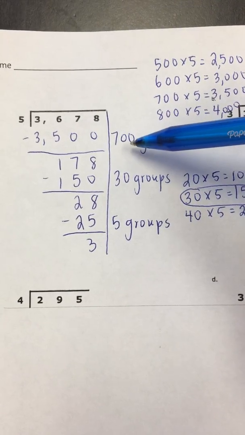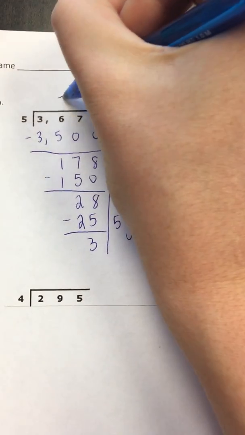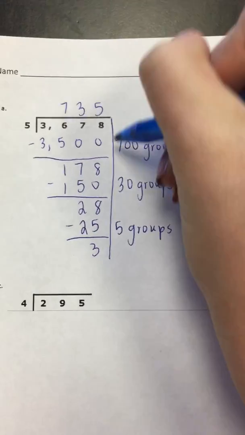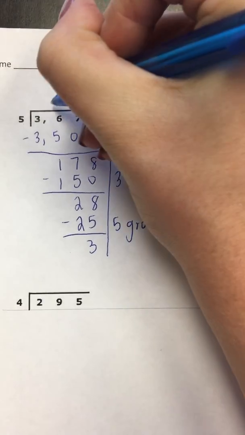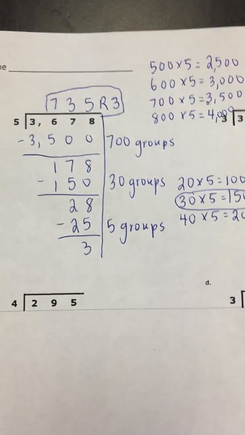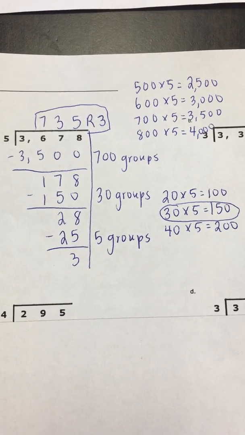So our quotient, or our answer for this problem, is going to be 735, because we're adding up those groups that we subtracted, and we have a remainder of 3. That is our final answer. So this is how we do division in 4th grade.